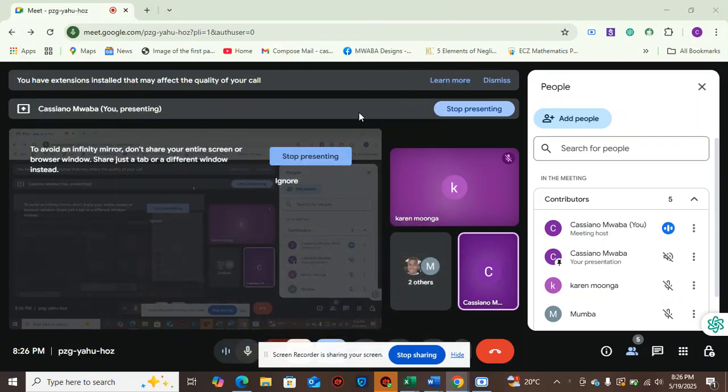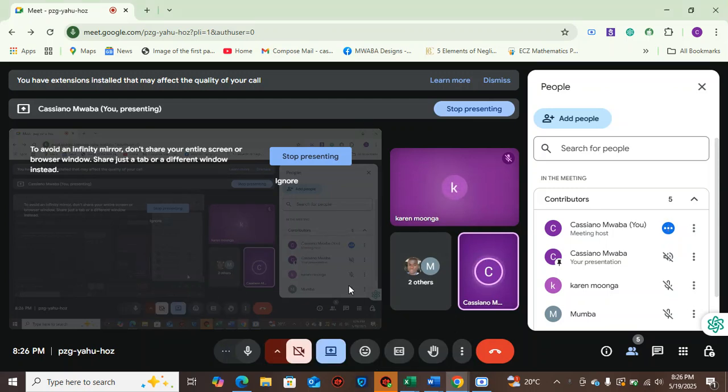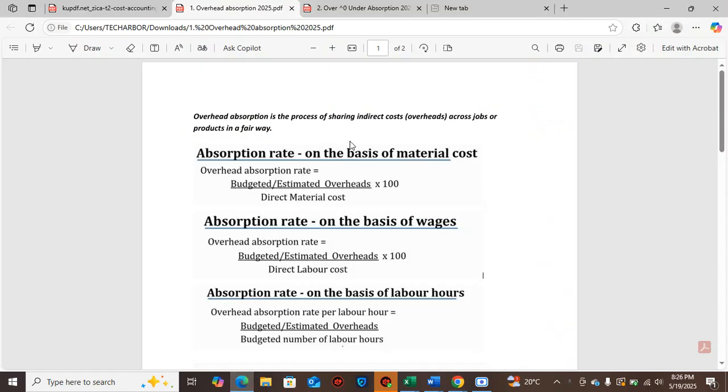Overheads are indirect costs. Examples of overheads: depreciation, rent, supervisor salaries. These are indirect costs because they cannot easily be traced into the finished product. So today, first, we're going to look at what is overhead absorption.